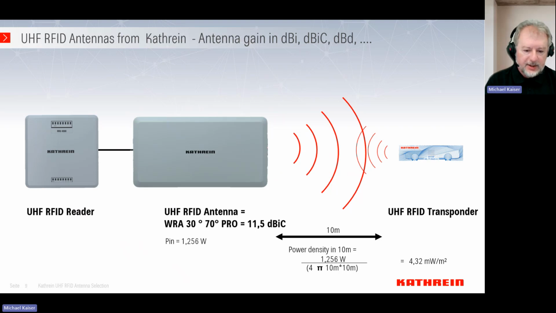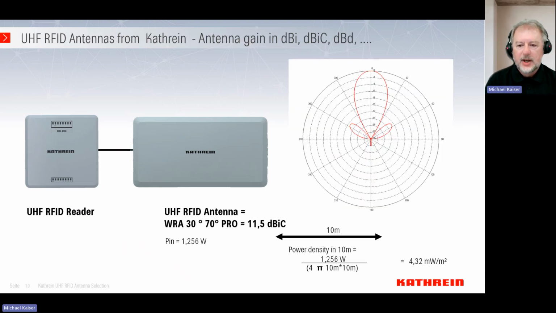If we have a standard antenna like this 30 and 70 degree wide range antenna from our Pro line, we have 11.5 dBiC, and this gives you a power density in 10 meters of 4.3 milliwatt per square meter. So again, an increase, and you can see here with the radiation pattern that we are focused in this area.